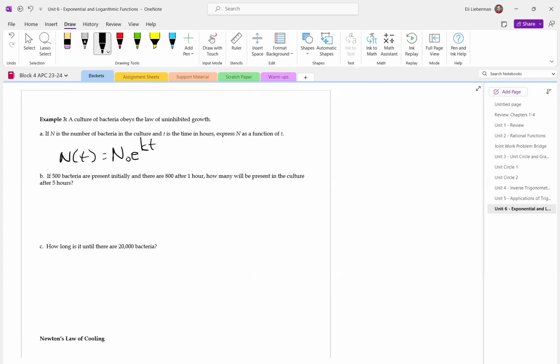So that K represents the growth rate. In order to figure out how many bacteria are in this culture at any time, we have to see exactly how fast it's changing. How do we figure out that K? With some data. That's what they have to tell us in B.